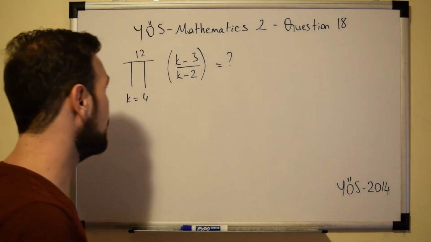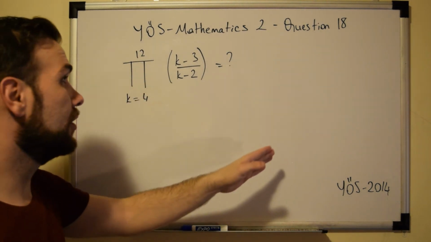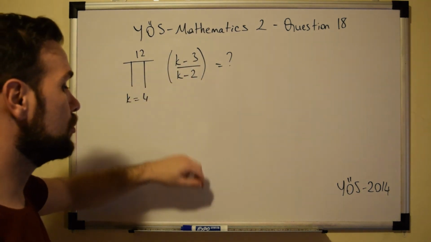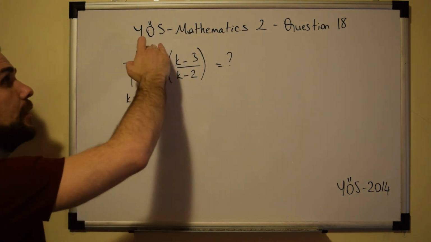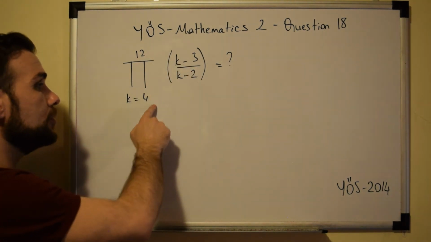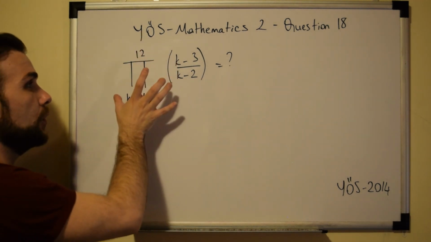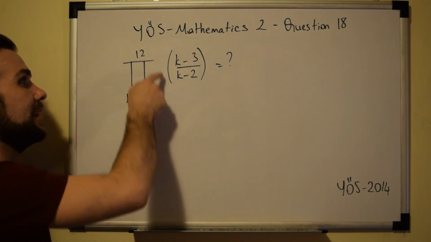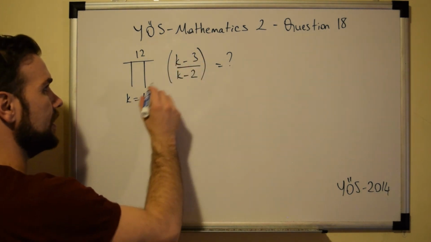In this question we have the symbol of P, which represents the product of a sequence of terms, and we have k minus 3 over k minus 2. And we have the lower limit, which is 4, and the upper limit, which is 12. So what does that mean? The value of k cannot be lower than 4 and it cannot be greater than 12. And we have to know that these sequence terms will multiply each other because that's what the P symbol represents.